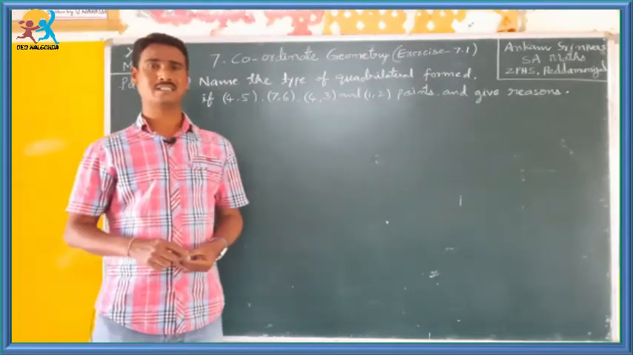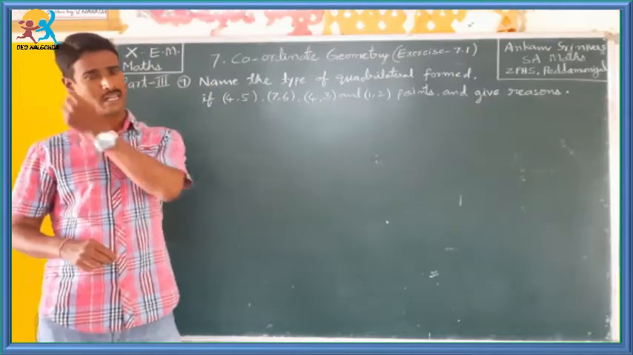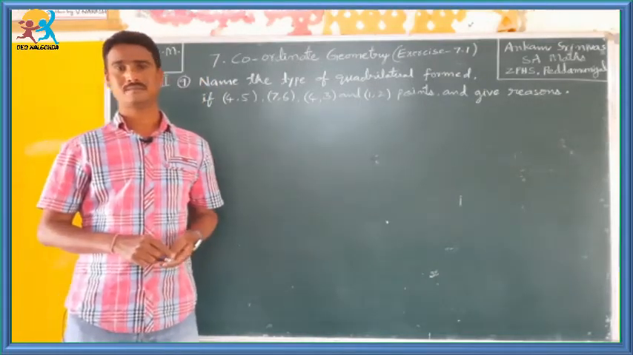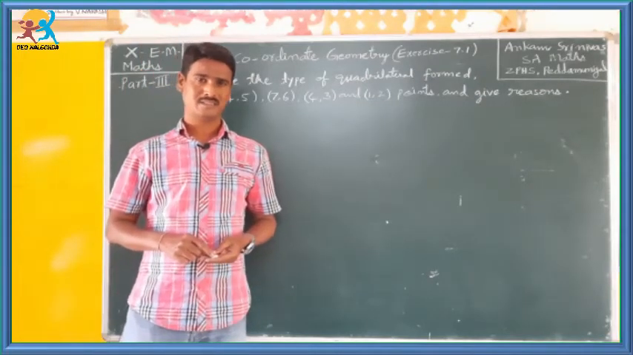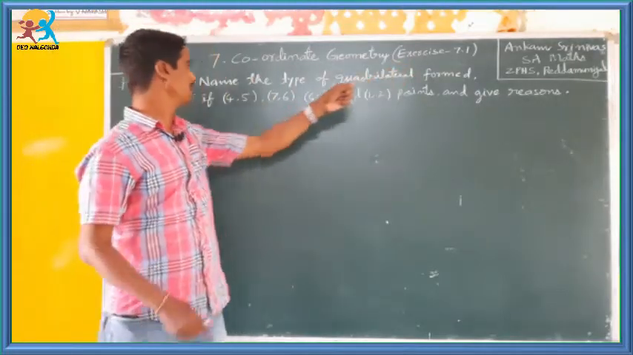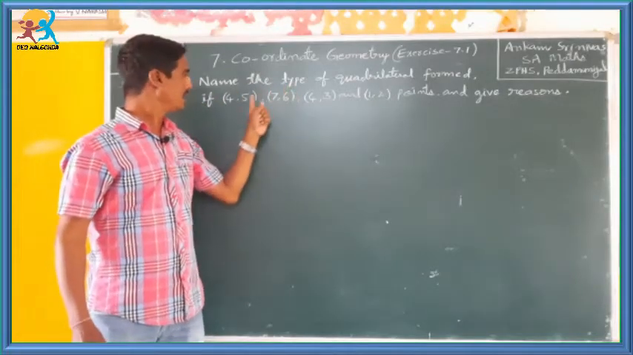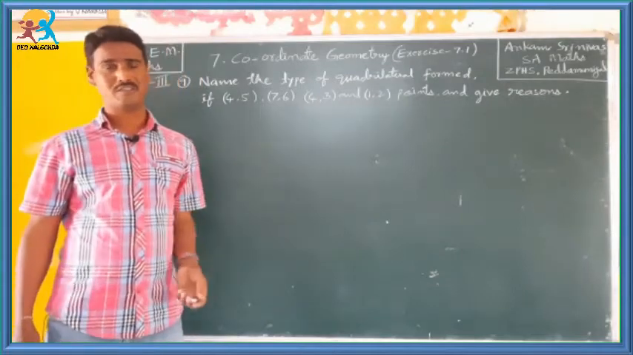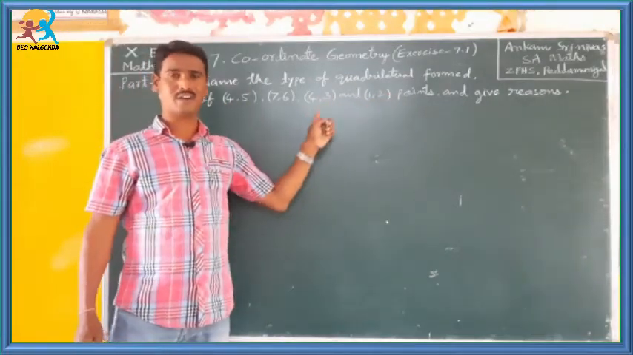In the previous class, in part 2, we had learned to prove the type of quadrilateral like parallelogram, rectangle, square and rhombus. Now in exercise 7.1, the ninth question, I had given the four vertices of a quadrilateral. We have to clarify which type of quadrilateral is formed.